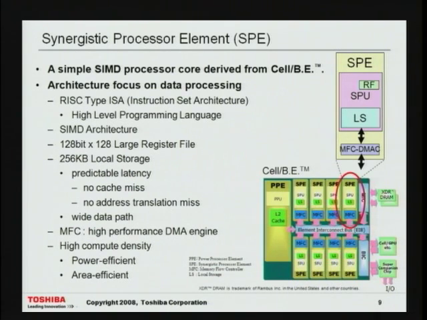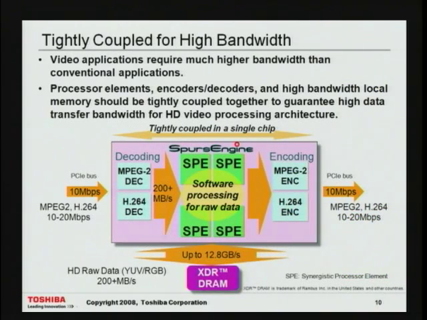Here is an overview of SPE, a synergistic processor element. It's a simple SIMD processor core. SPE was presented in Hot Chips 2005, so I won't talk about it in detail today. So the most important feature is it has high compute density. It's very power efficient and area efficient. And video application requires much higher bandwidth than conventional applications. And processor element, encoder, decoders, and high bandwidth local memory should be tightly coupled together to guarantee high data transfer bandwidth.